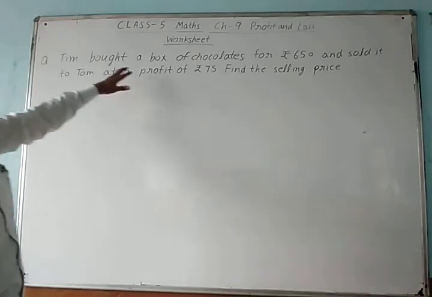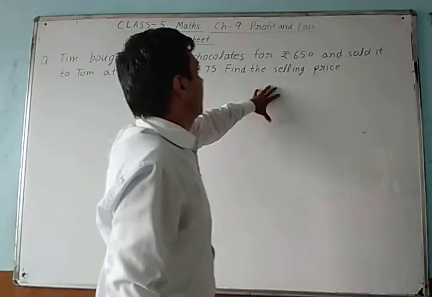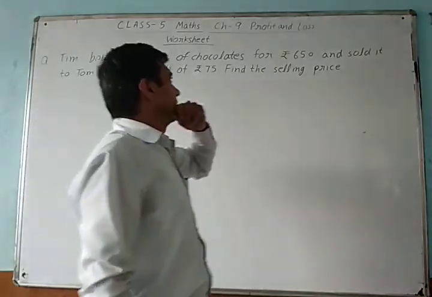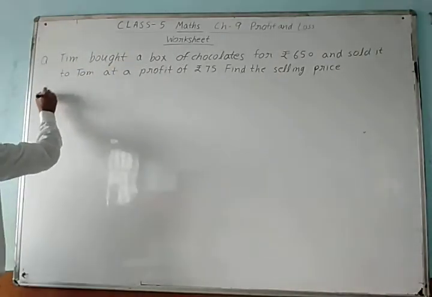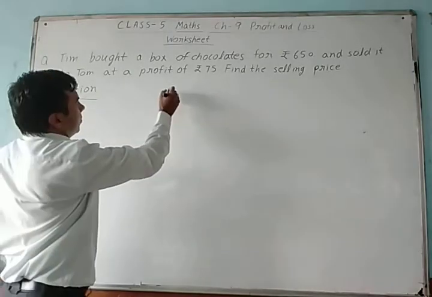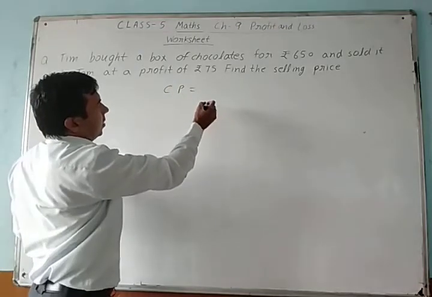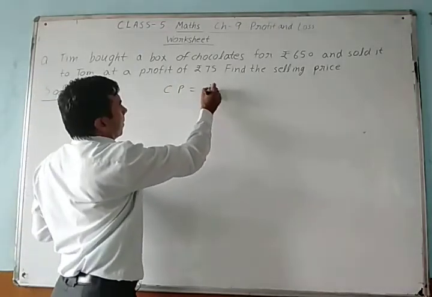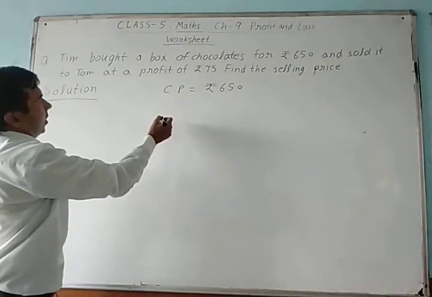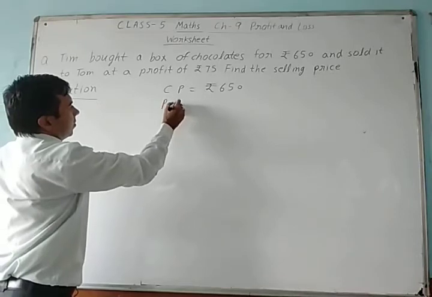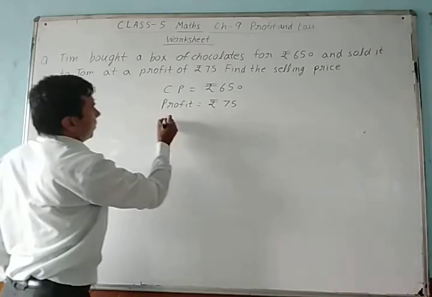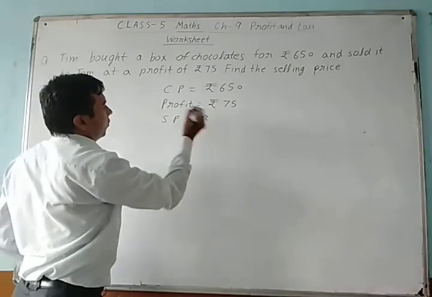Next question is that Tim bought a box of chocolates for rupees 650 and sold it to Tom at a profit of rupees 75. Find the selling price. So what is given? Cost price is equal to, student, rupees 650 and profit rupees 75. Selling price we have to find out.